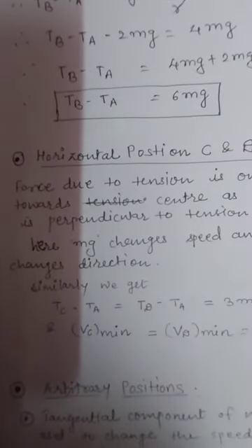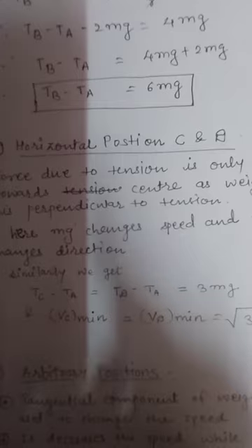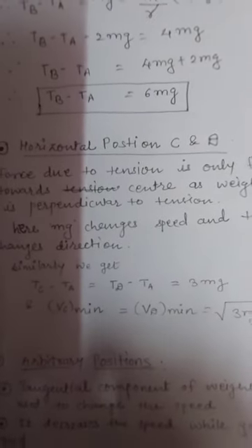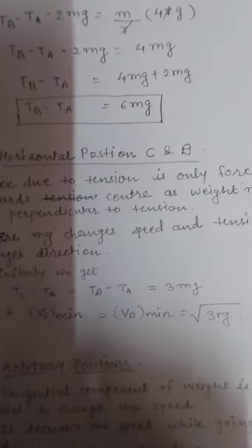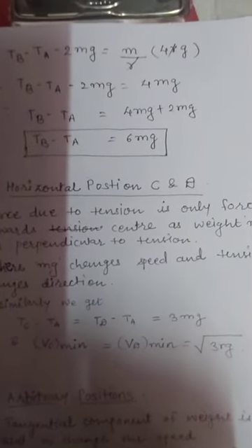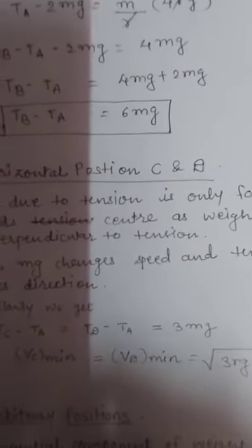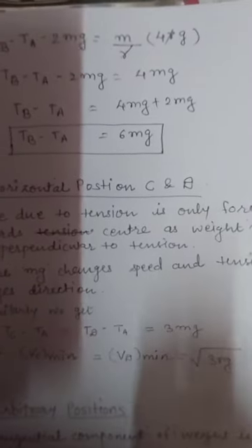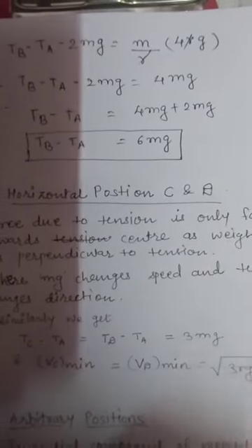Okay, so in the same way as we discussed earlier, if we take the change, that is the difference in the tensions, TC minus TA, it will be equal to TD minus TA, and it comes equal to 3 mg. It means the velocities at these positions will be under root 3 rg. Okay, try to derive this, and if you do not get it, we'll discuss later.